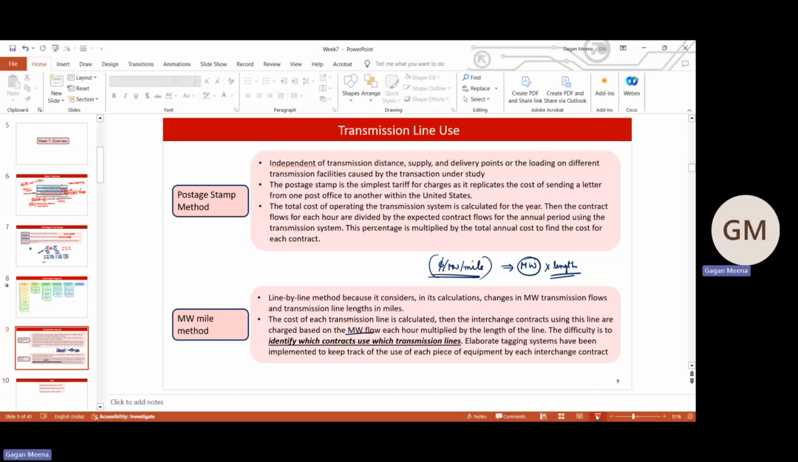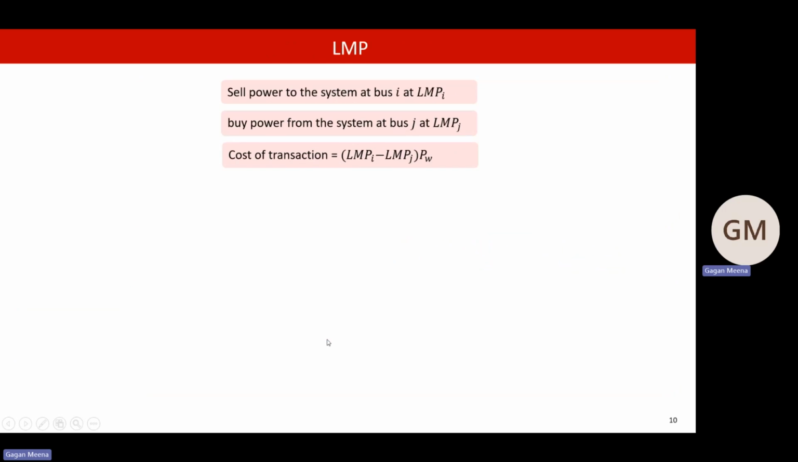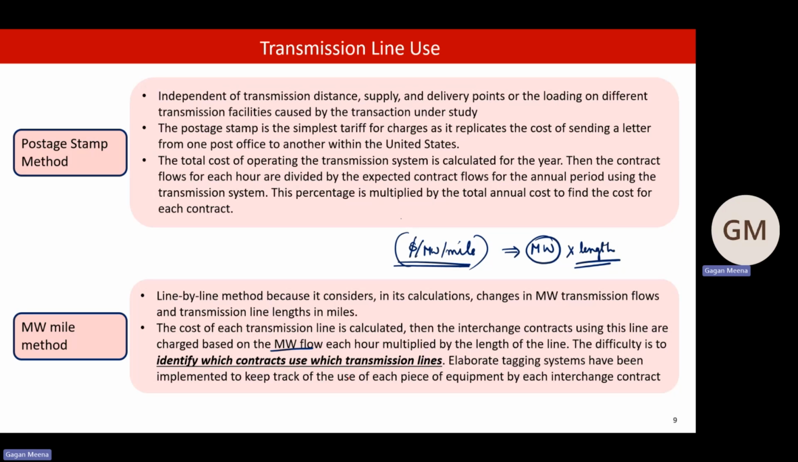Okay, so we're discussing the megawatt mile method. It is also called the line by line method, and it considers the changes in the flow as well as the transmission line length in miles. But here the difficulty is to identify which contract uses which transmission line. Elaborate techniques need to be used to keep track of these contracts and how each contract is affecting different transmission lines.